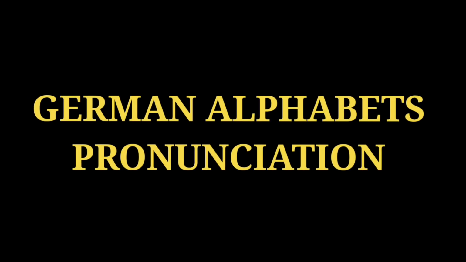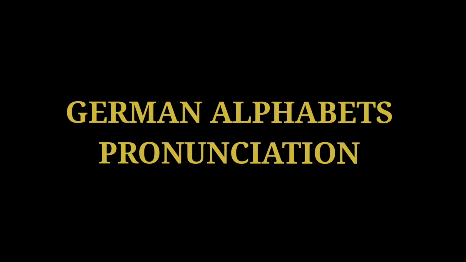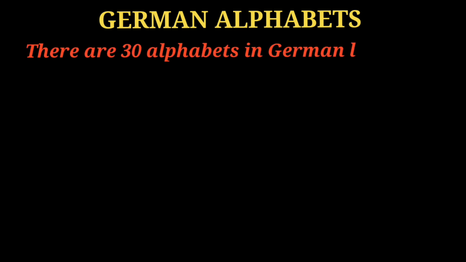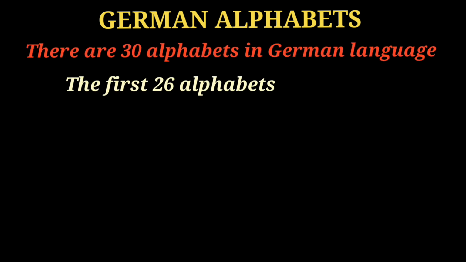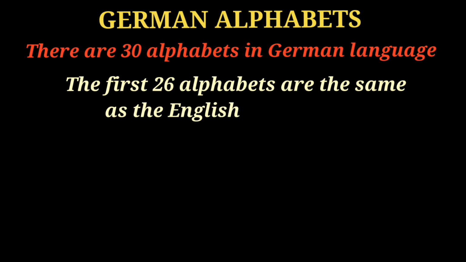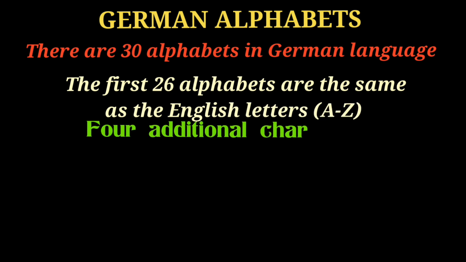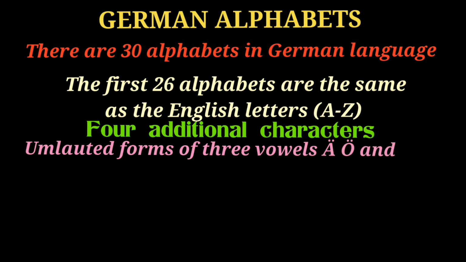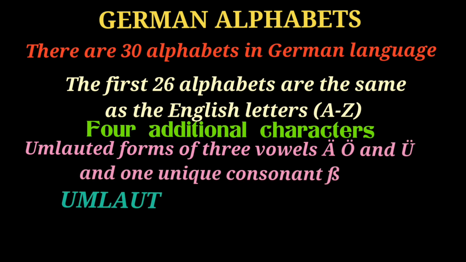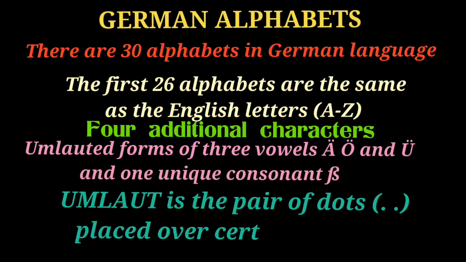Today we are going to learn about the pronunciation of German alphabets. Now let's get into the lesson. The German language has 30 alphabets. The first 26 alphabets are the same as the English ones. There are also 4 additional letters, umlauted forms of 3 vowels and 1 unique consonant. Umlaut is the pair of dots placed over certain vowels.